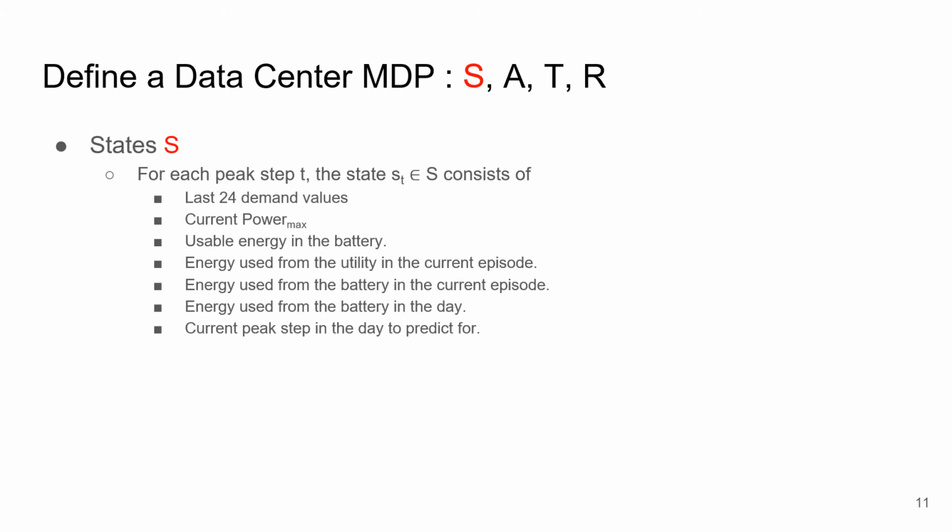An MDP can be defined with 4 entities: the states of the MDP, the actions that can be taken in those states, the transition function that defines the probability of reaching any next state from the current state given an action to take, and the reward function that defines how good it is to take an action A in a particular state. Here, we use the last 24 demand values alongside several other variables from the environment as the state.